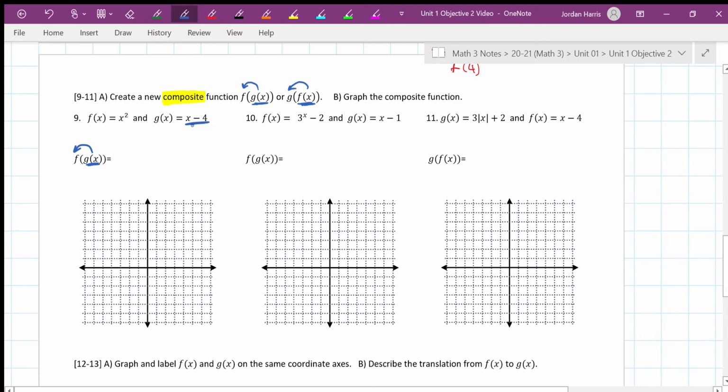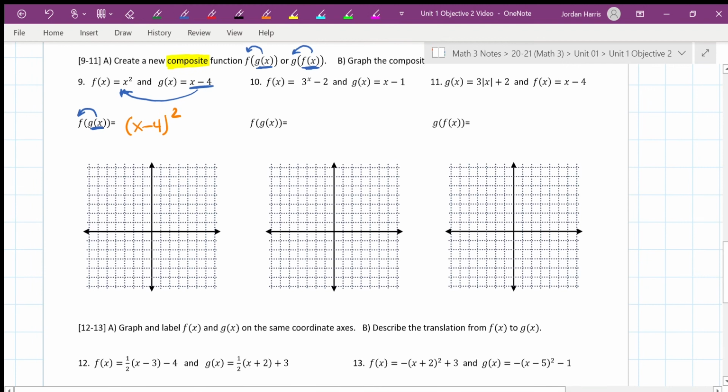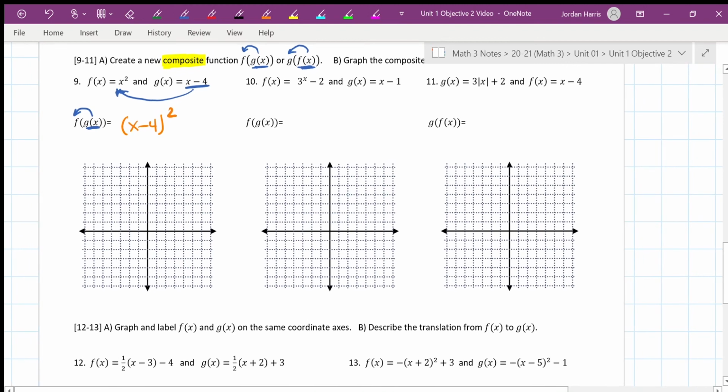Okay? So this is telling me to plug g of x into f. So I'm taking this whole thing, plugging it into f. So that would be x minus 4 squared. Quantity squared within parentheses. The whole thing is squared. That's important because when we shift our function, we take our key point, which this is quadratic, so our key point is 0, 0, and we shift it right 4. That's our shift.